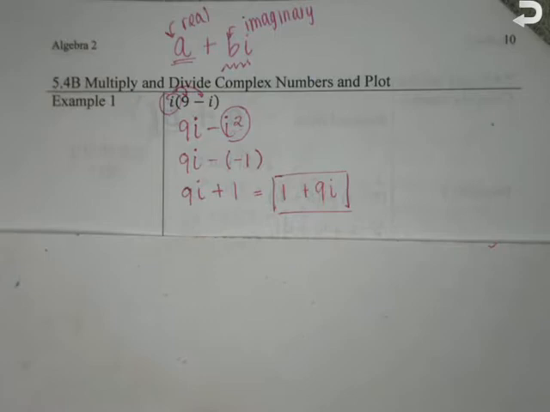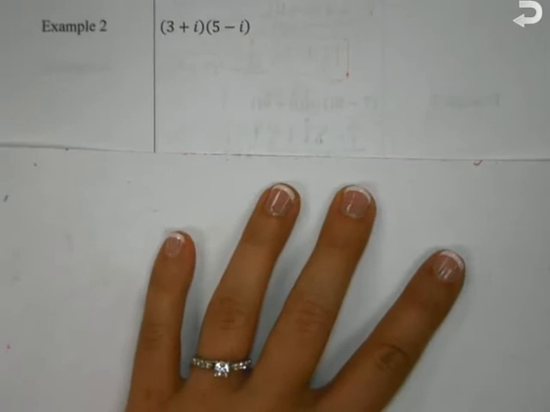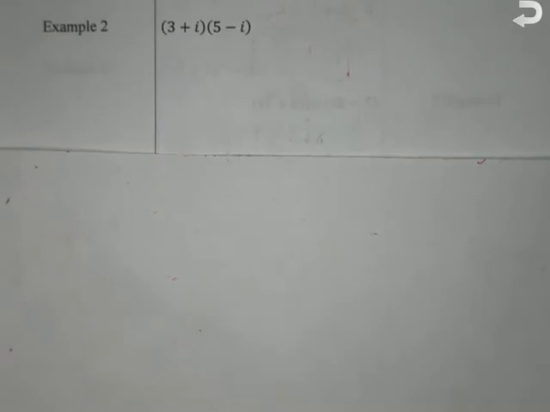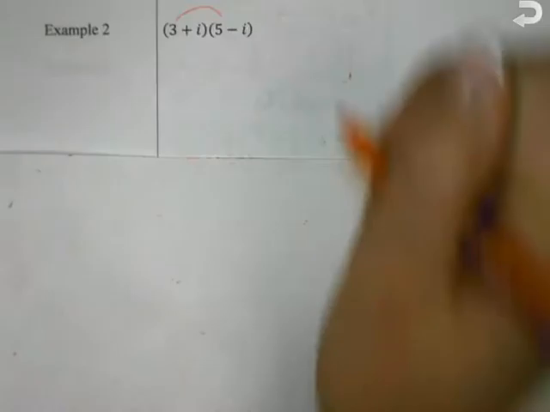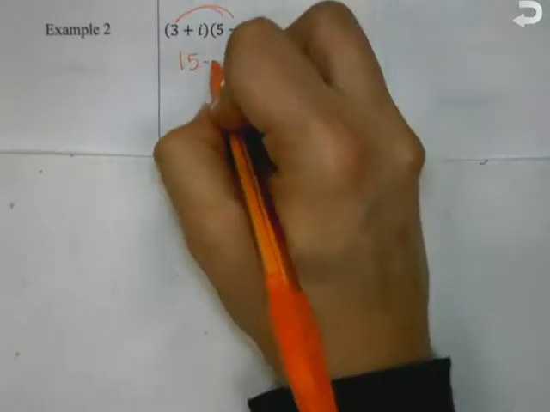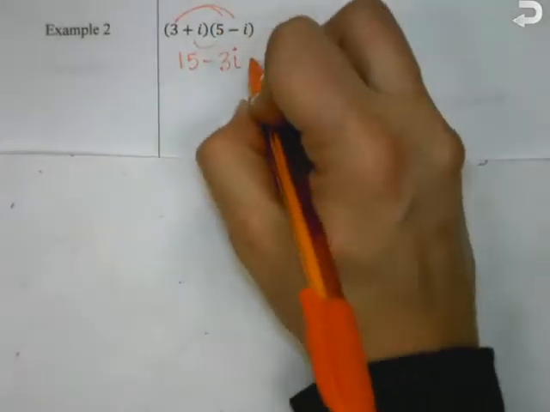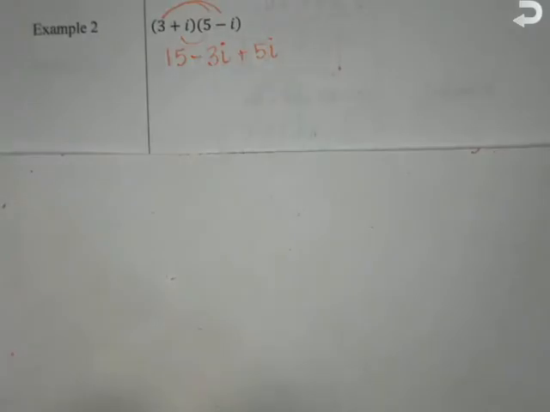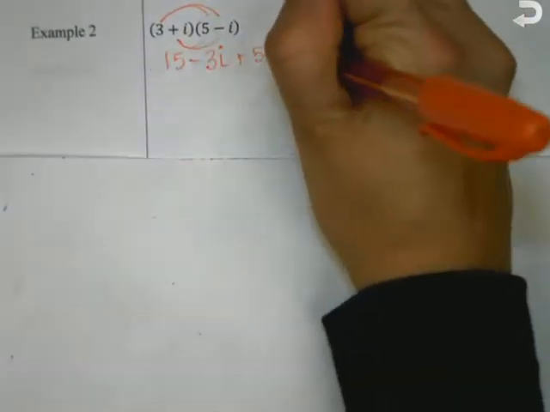Okay, let's look at something else that might look a little familiar to you. (3 plus i) times (5 minus i). What does that look like? FOIL or box method. Use whichever method you want. I'm going to go with FOIL. 3 times 5 gives me 15. 3 times negative i is minus 3i. i times 5 is plus 5i. And i times negative i gives me negative i squared.